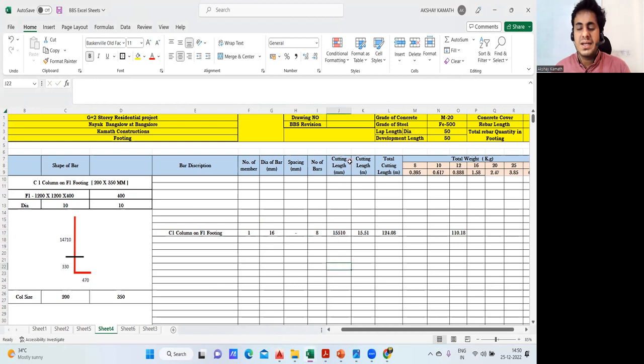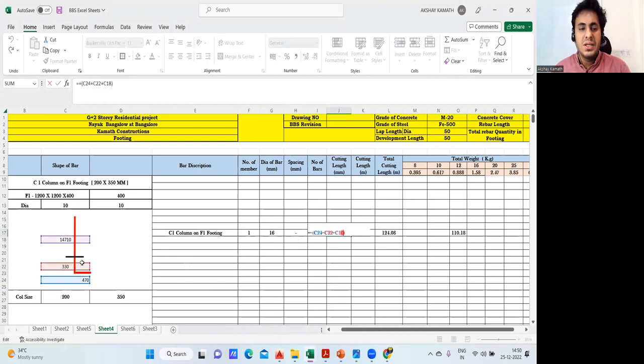Next, I want to find the cutting length. How do I find the cutting length? I need to add all the three quantities. So that will be 14710 plus 330 plus 470. If I do that, I'll get the total cutting length. Now you may ask me one question: this is a 90-degree bend, why haven't you done that?